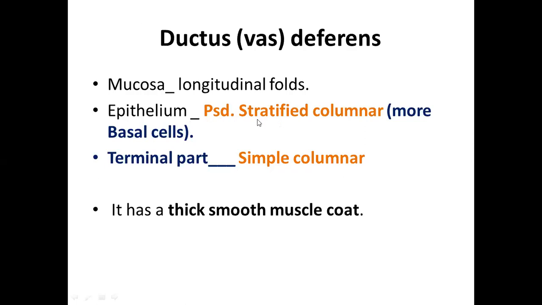But this epithelium and some connective tissue below, the lamina propria, form lots of mucosal folds, which will help you to distinguish the epithelium of ductus deferens and ductus epididymis. Along with that, it has a very thick muscle coat in the muscularis externa. The muscularis externa of ductus deferens is composed of three sublayers: inner longitudinal, middle circular, and outer again longitudinal.